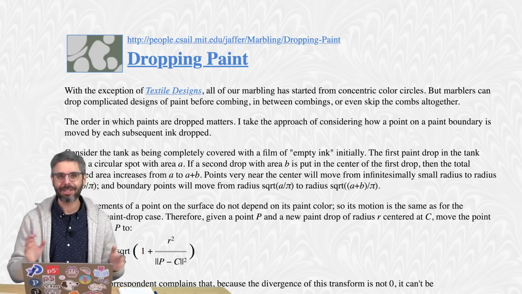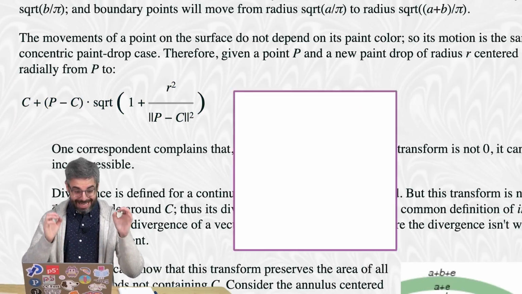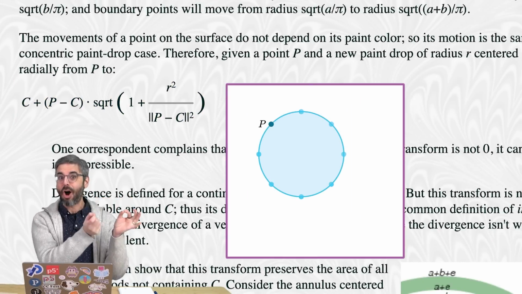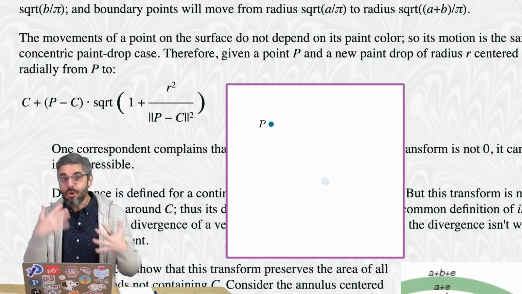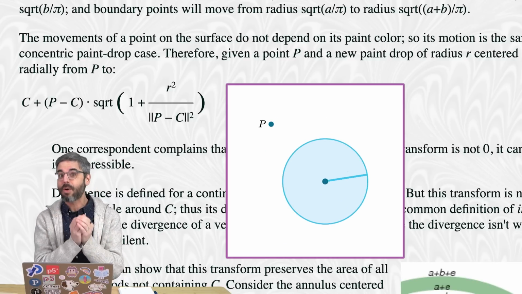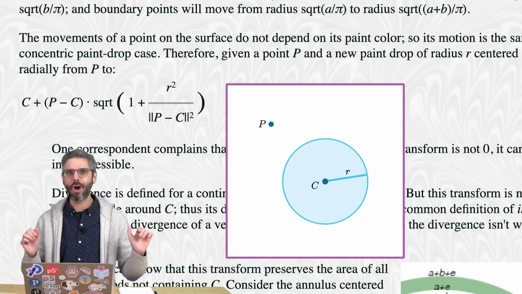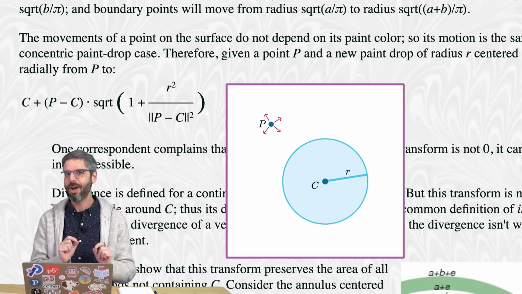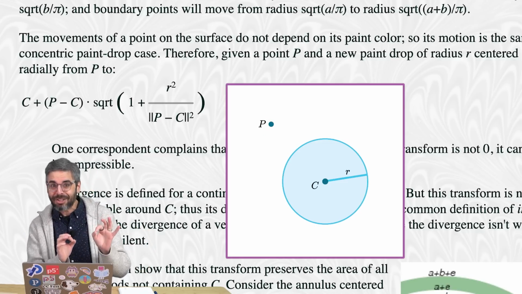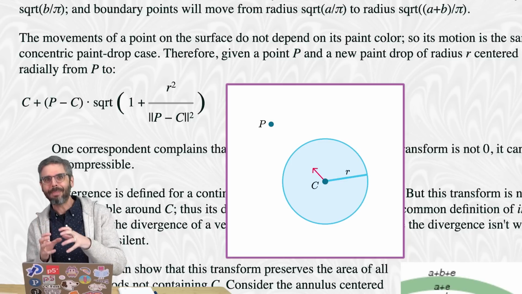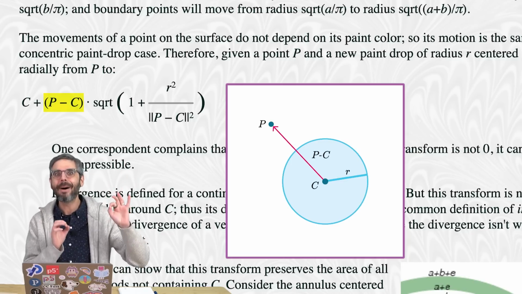This is accomplished with Jaffer's formula. Given a point P, a vertex on that blob of ink, and a new blob of ink, a new paint drop of radius R centered at C, that point P has to move. So what direction should it move in? Well, it should move according to a vector that points from the new blob of ink to that point, P minus C.